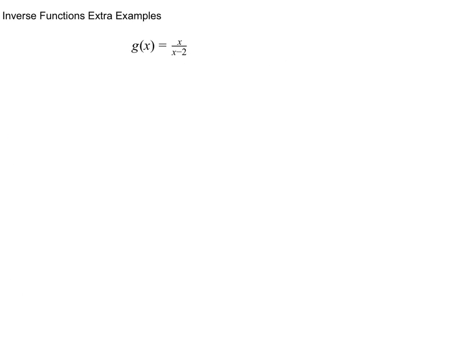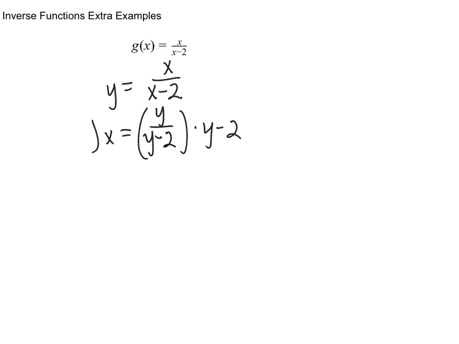Our second example, g of x equals x over x minus 2. So I'm going to start off by writing it as y equals x over x minus 2. Then we're going to switch x and y, so we get x equals y over y minus 2. Similar to how we did the previous example, I'm going to multiply both sides by y minus 2. And when I multiply this left side, I'm going to distribute the x, so we get xy minus 2x equals y.